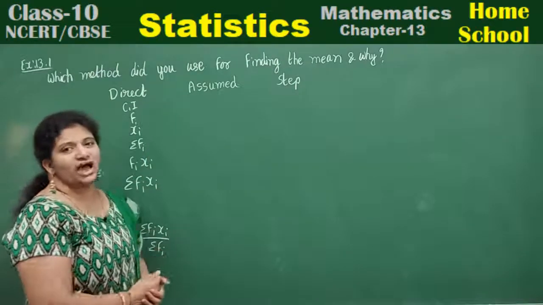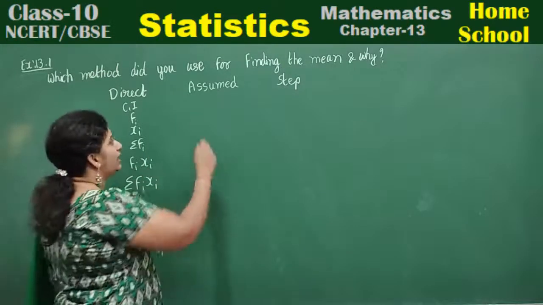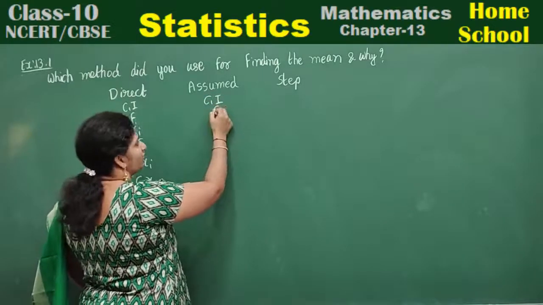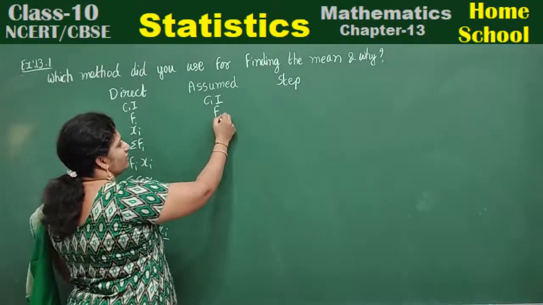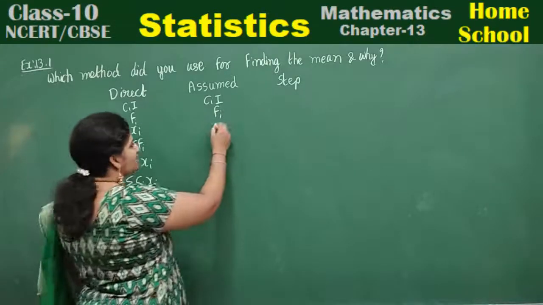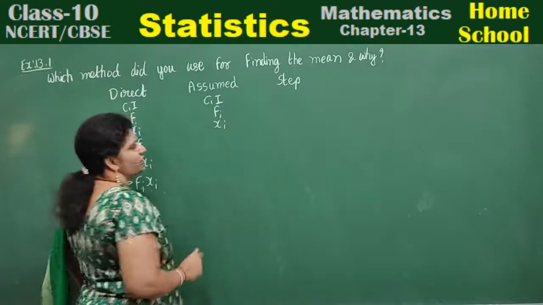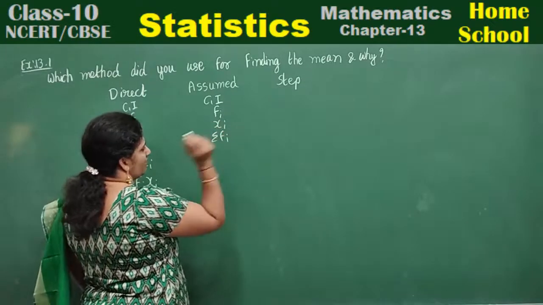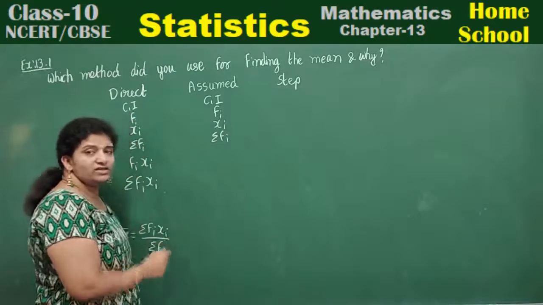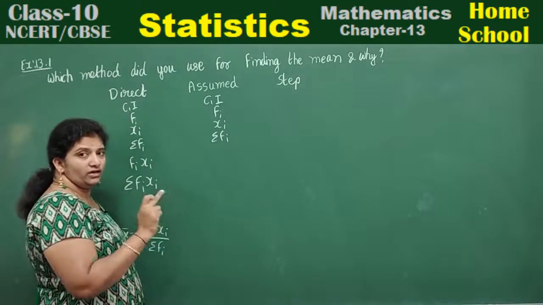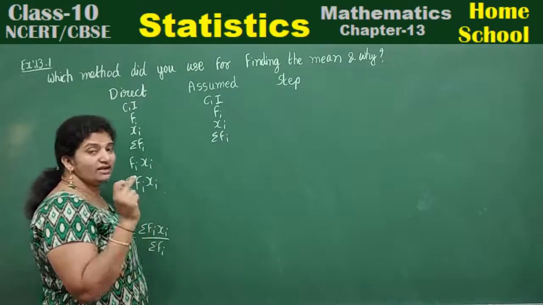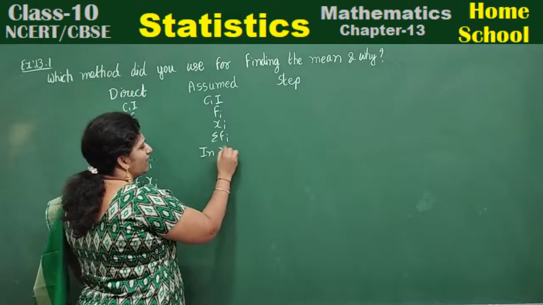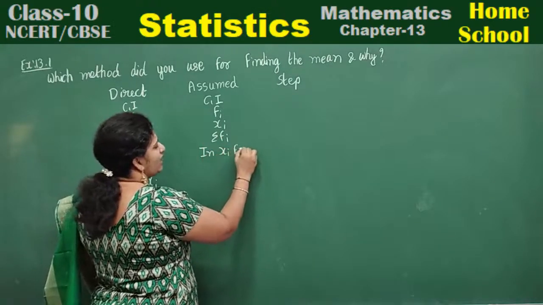Second method, assumed mean method. In the assumed mean method also, same manner. Class interval will be given, frequency will be given. So next step, class mark or score, Xi you need to calculate. Next, summation Fi. After this, what do we need to do? Here you need to find the extra D. In Xi, find A.